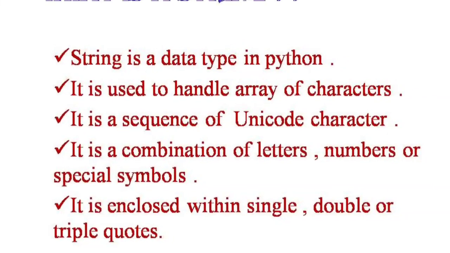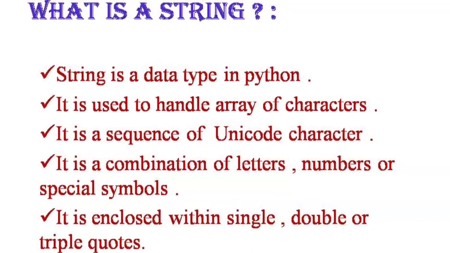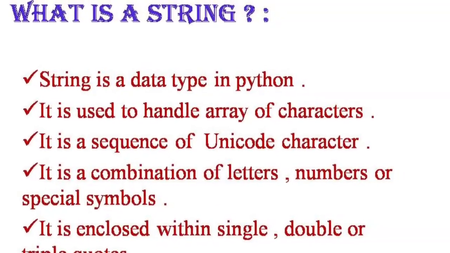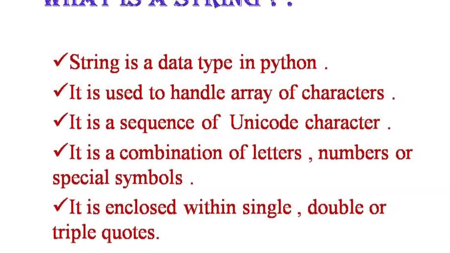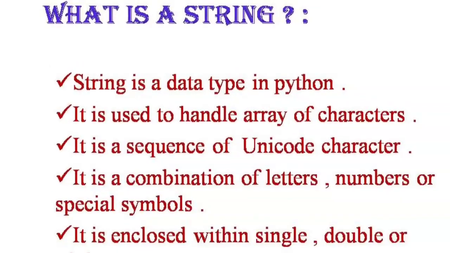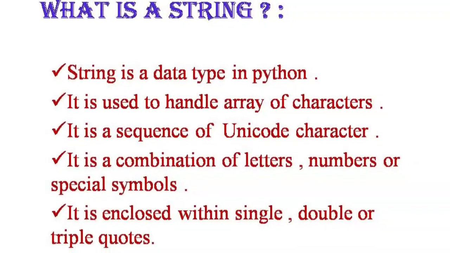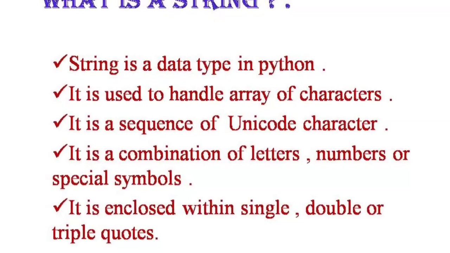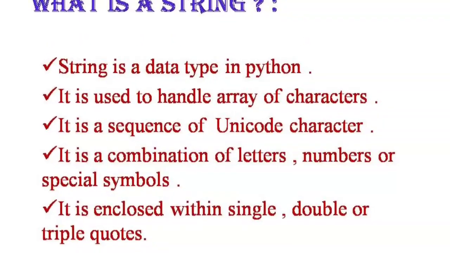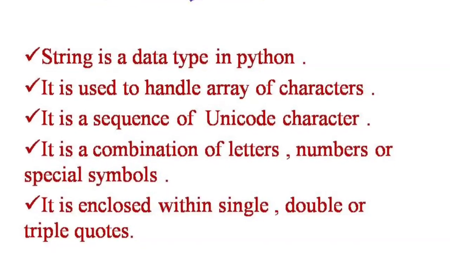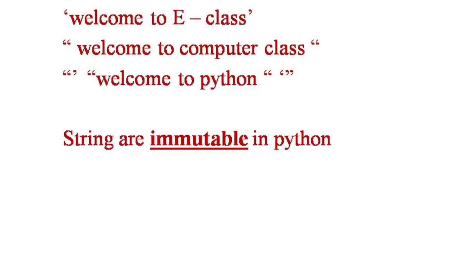First we will understand what is a string. String is a data type in Python. It is nothing but the array of characters. Each character has its own Unicode. It is a combination of letters, numbers, or special symbols. It is enclosed within single, double, and triple quotes. This is the example for a string.